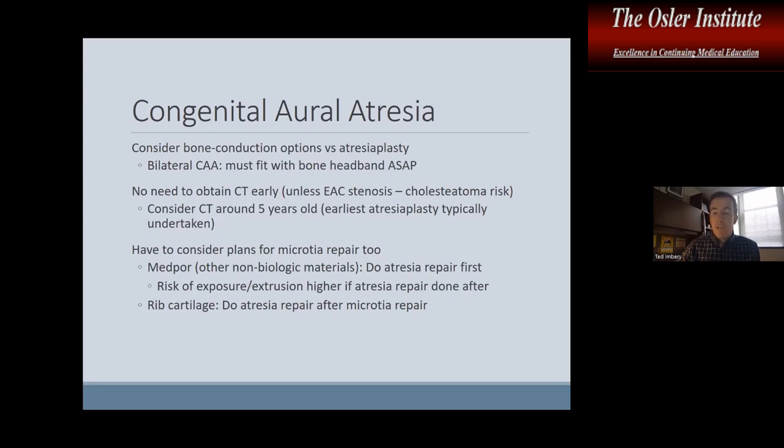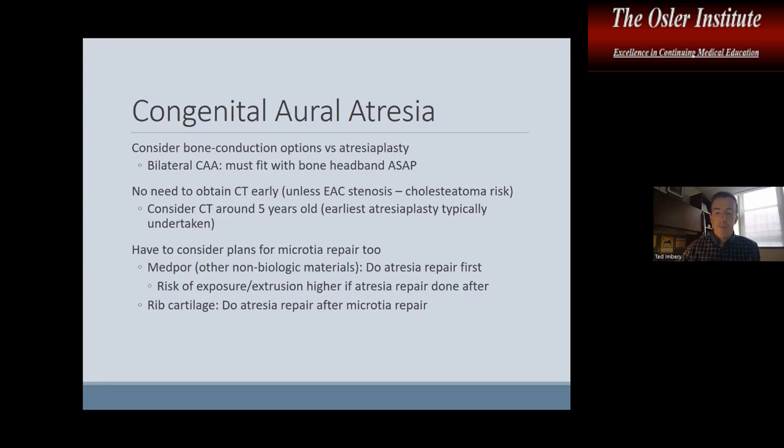There's really no need to obtain a CT scan early, so we'll sometimes see this. The patient will have microtia and atresia, and they'll be in the NICU, a couple months old, and they'll call you and rush off and get a CT scan. There's no real need to get that until they're older. Again, there's a lot of variability with this, but I would say most surgeons probably wouldn't consider doing any atresioplasty surgery until they're at least 5 or 6. So that's really when you would honestly just need to do the first scan.